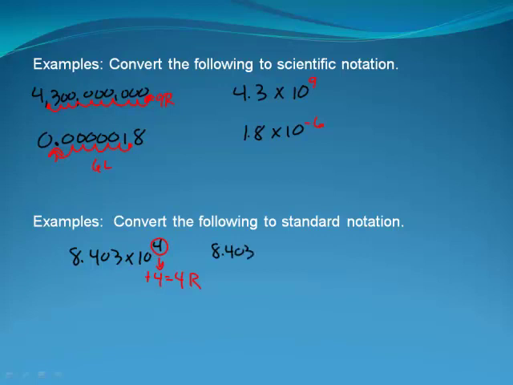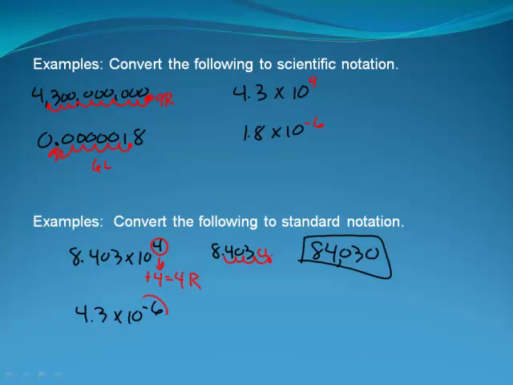Okay? So as we move 4 to the right, we go 1, 2, 3. We are going to have to put in a 0. The decimal point is now going to be at the end of that last 0. So we've got 84030, and put in a comma if you want, 84,030. All right, let's convert 4.3 times 10 to the negative 6.